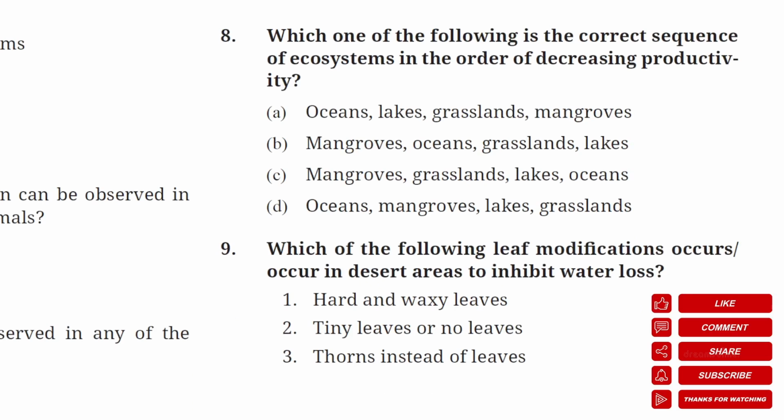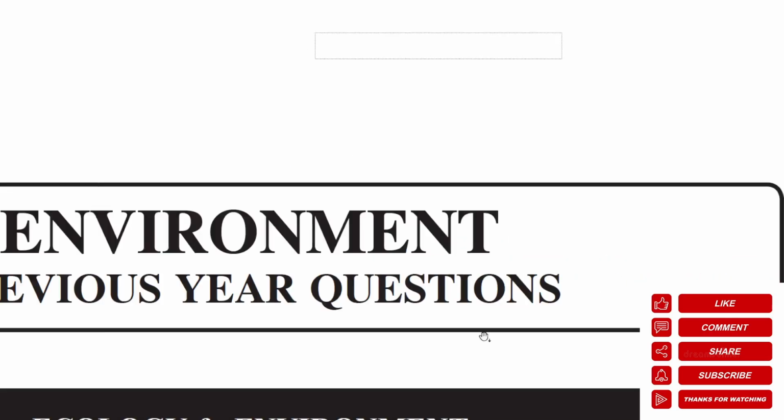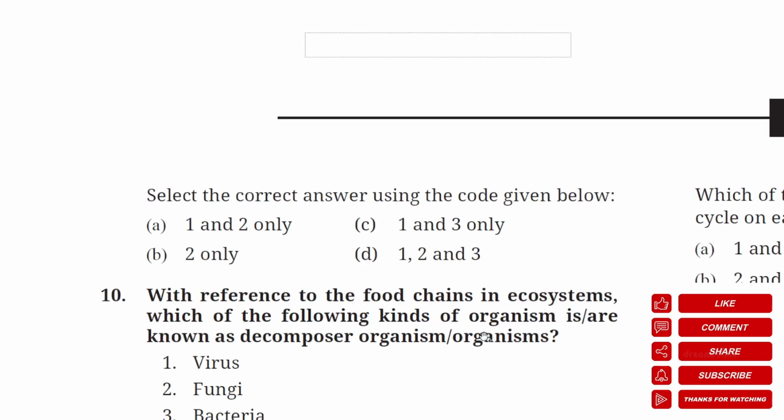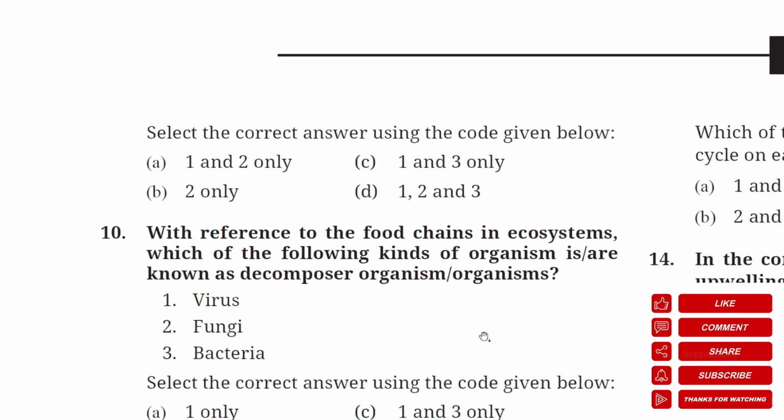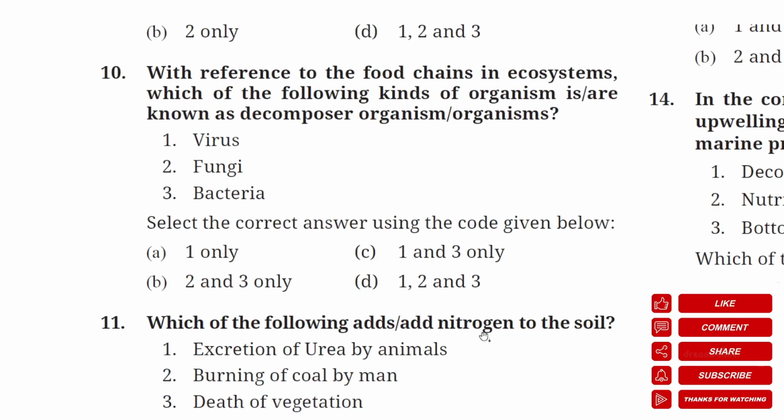So this is almost a previously answered question. So, let's move to the next question. Question number 10. With reference to the food chains and ecosystems, which of the following kinds of organisms is or are known as the decomposer organism, for example? Okay. So basically, we should know what are decomposers.